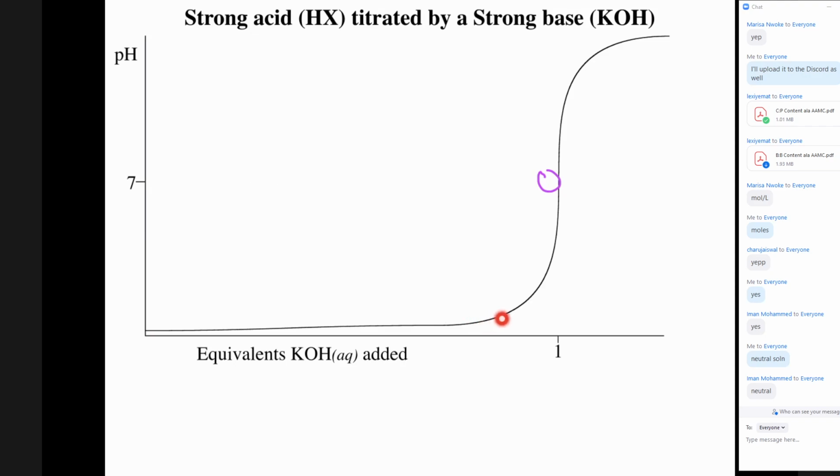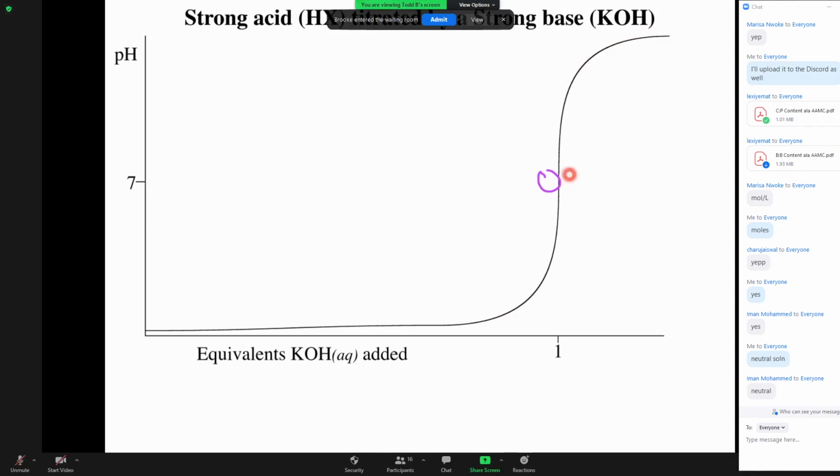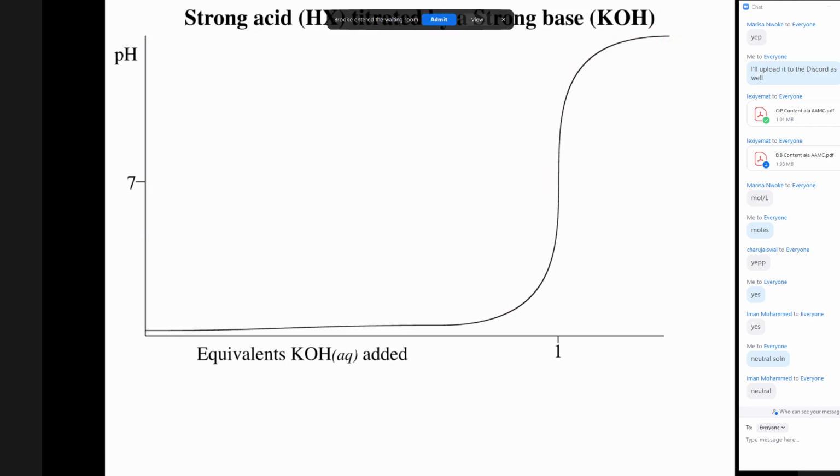And then all of a sudden, when I start running out of acid, it shoots up rapidly and then levels off and becomes the pH of the excess base. But let me get rid of my circle and put it in a better spot. So somewhere around there, known as the equivalence point.